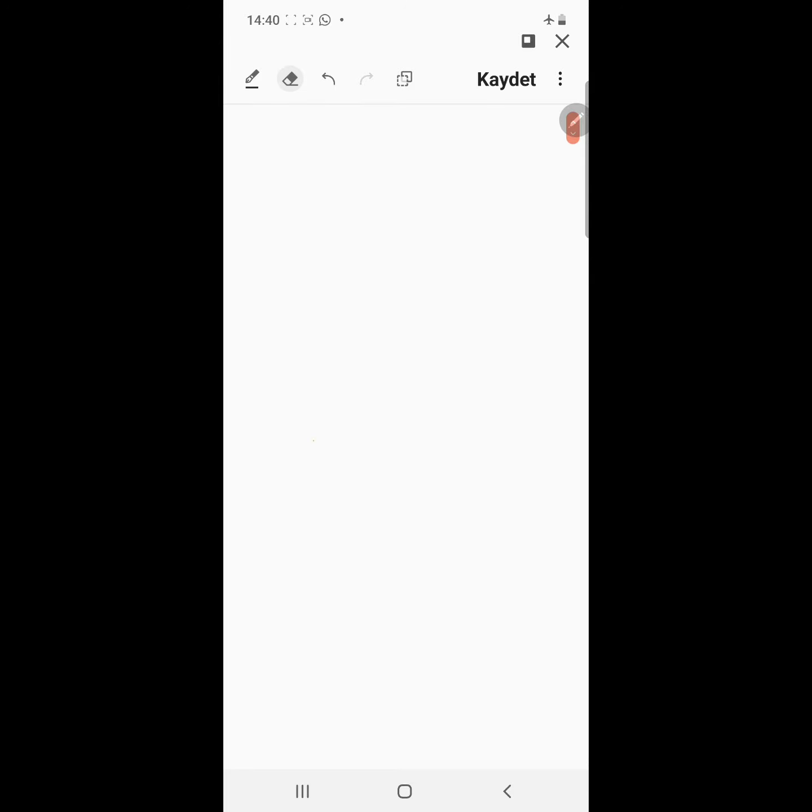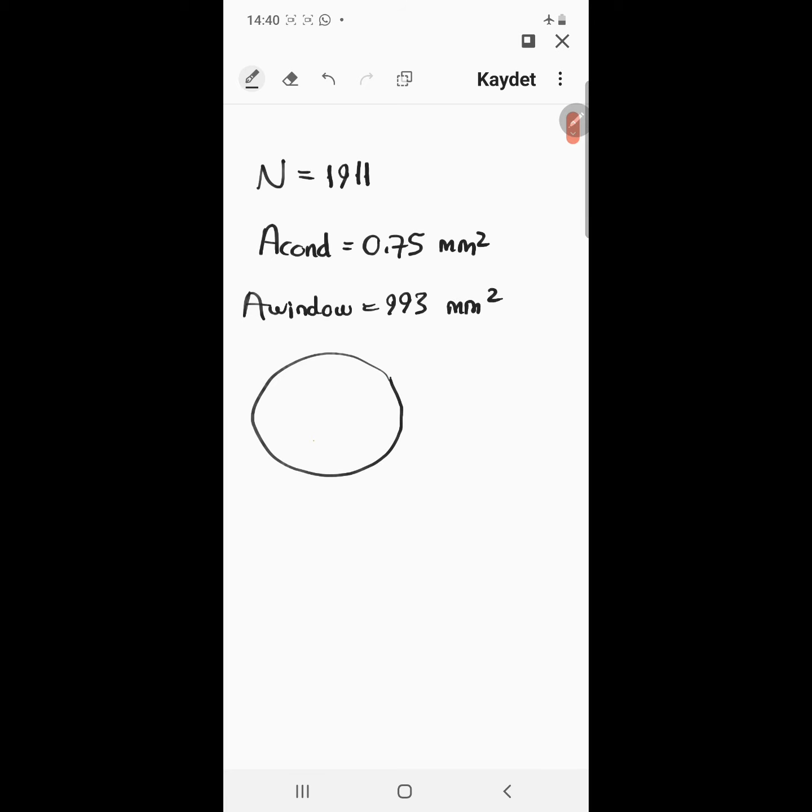First, I want to give an answer to the first question in the Laboratory 1 experiment video. In the experiment procedure part 1, it was found that the number of turns is equal to this value. It is known that the cross-section area of the conductor is this, and the window area of the toroidal core equals this value. Let's draw the toroidal core.